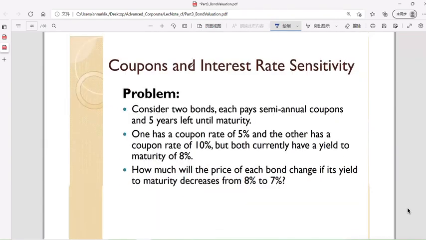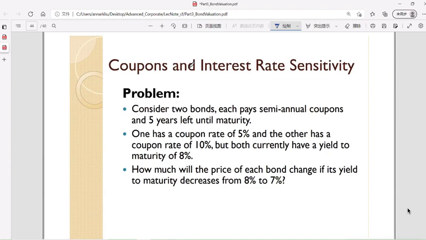All right. Next, what we are going to see is coupons and interest rate sensitivity. Let's consider 2 bonds, each paying semi-annual coupons with 5 years left until maturity. One has a coupon rate of 5%, and the other has a coupon rate of 10%, but both currently have a yield to maturity of 8%. How much will the price of each bond change if its yield to maturity decreases from 8 to 7%?